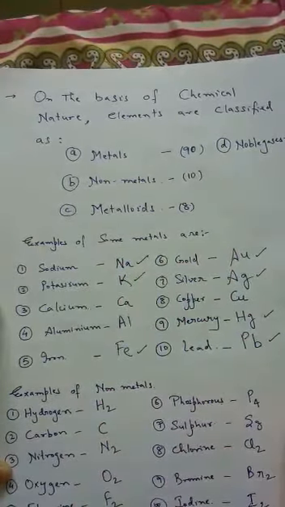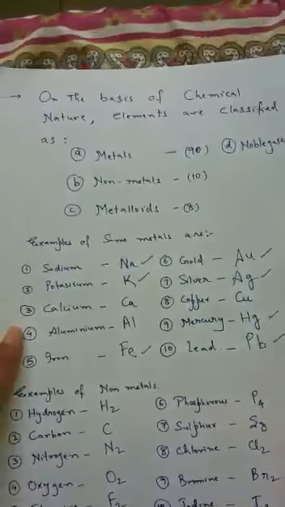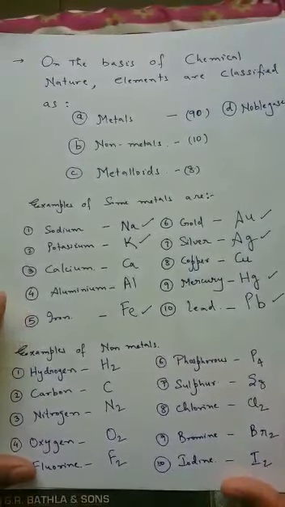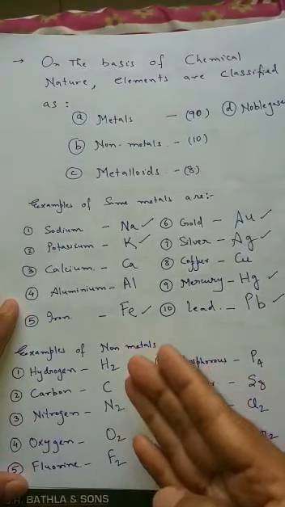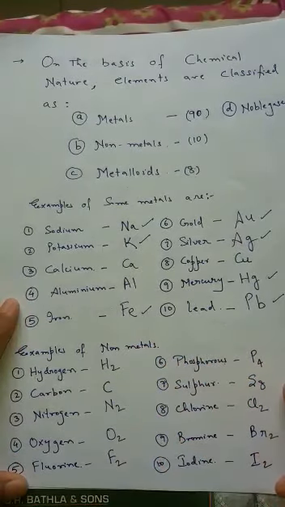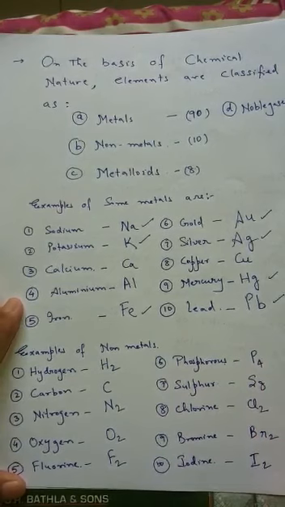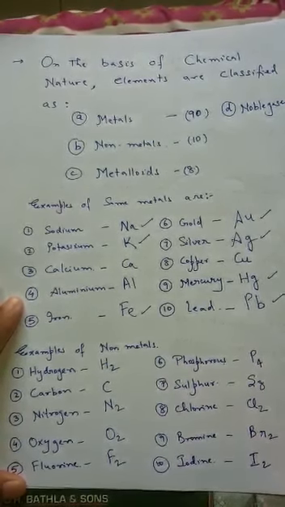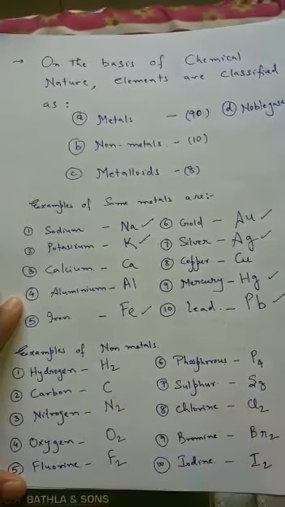Next, non-metals. The examples of non-metals are hydrogen, carbon, nitrogen, oxygen, fluorine, phosphorus, sulfur, chlorine, bromine, iodine. These are only examples of non-metals. There are 10 non-metals. I have discussed all in it.